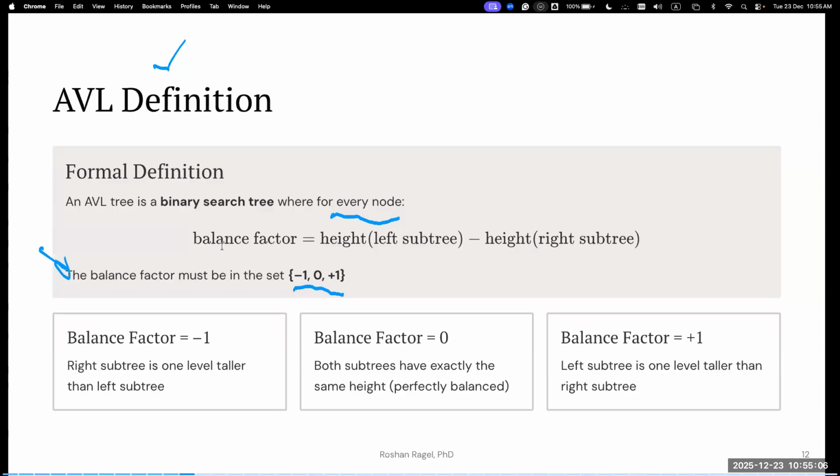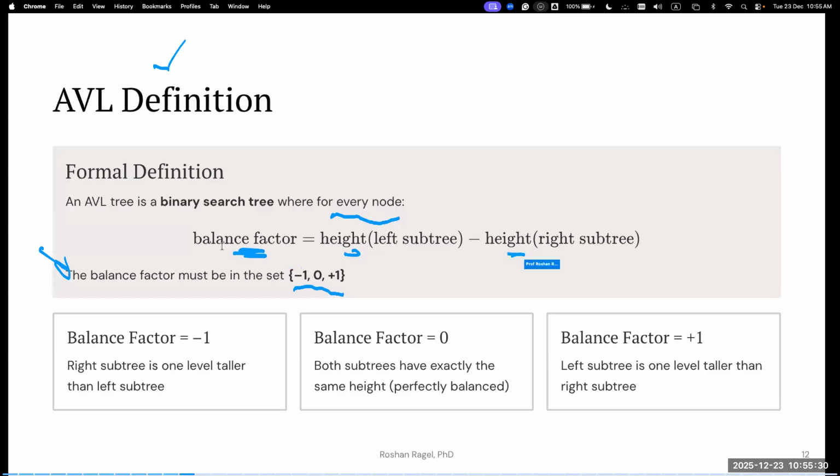And here is one more thing. So what is this balance factor? It is defined. Oops, give me a second. I clicked something. Yeah, so the balance factor is defined using height.